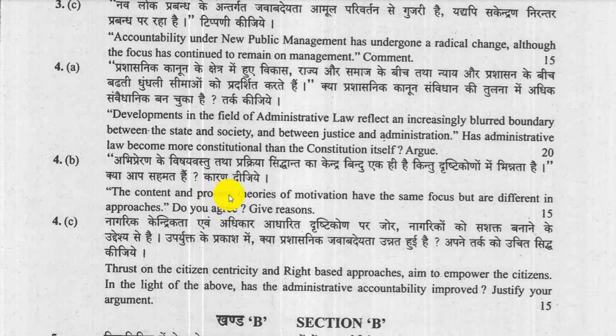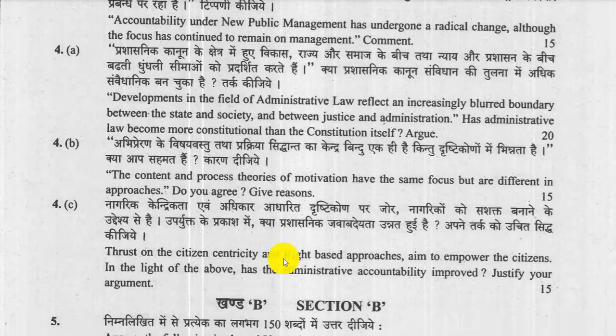The content and process theories of motivation have the same focus but are different in approaches. Do you agree? Give reasons. Trust in the citizen, citizen centricity and rights-based approaches aim to empower the citizens. In the light of the above, has administrative accountability improved? Justify your argument.